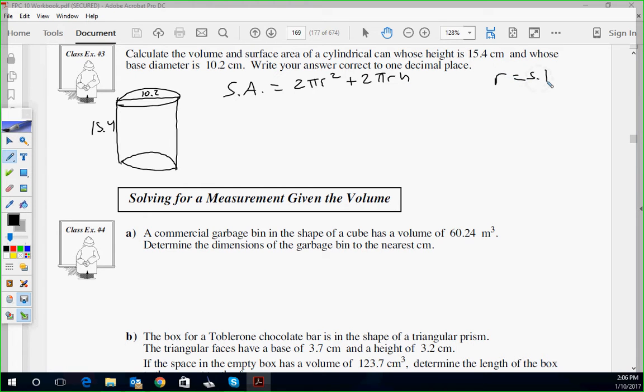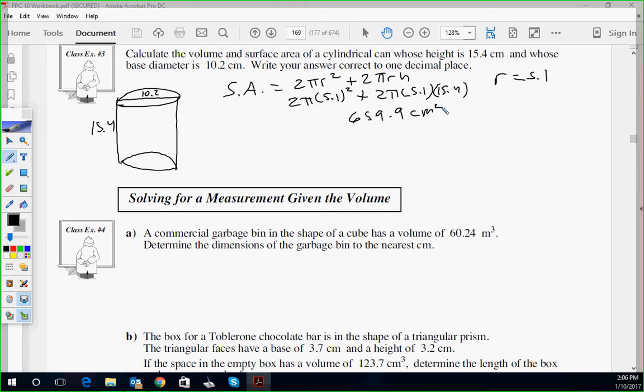So guys, it's simply a calculation, okay? That's all we have to do now. It's going to be 2 pi 5.1 squared plus 2 pi 5.1, height 15.4, and you just calculate that. When you calculate that surface area, you should get 659.9 square centimeters.